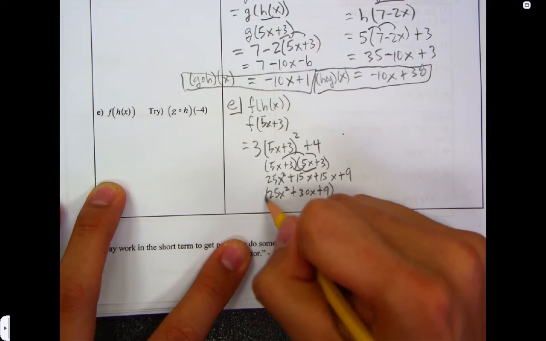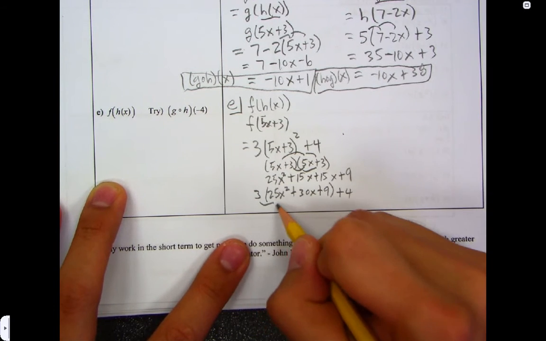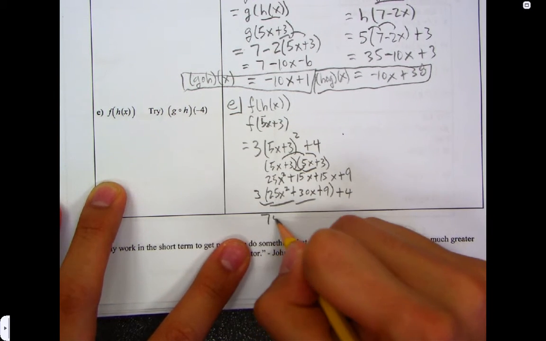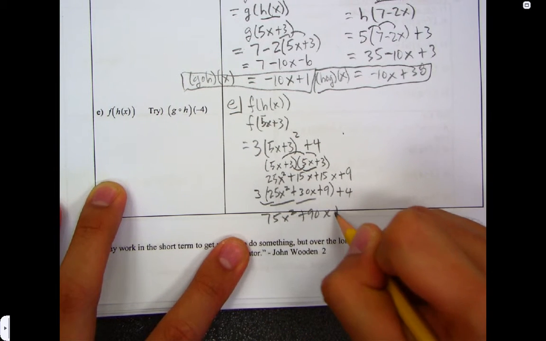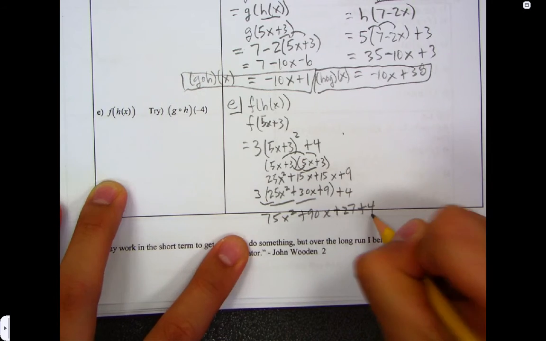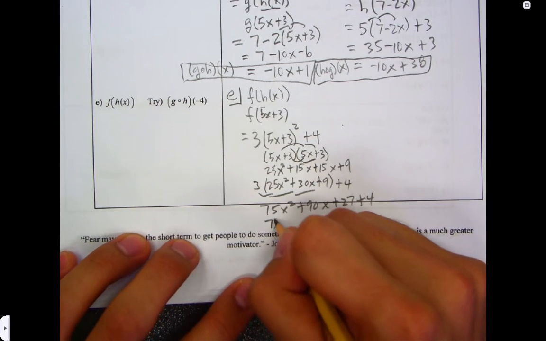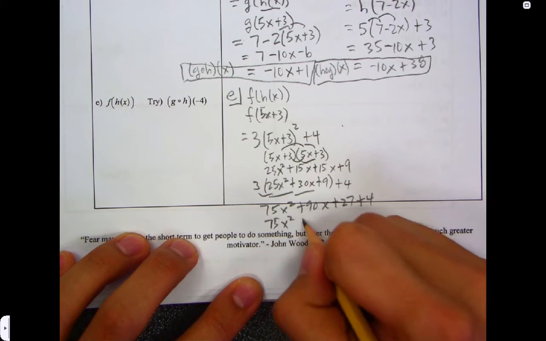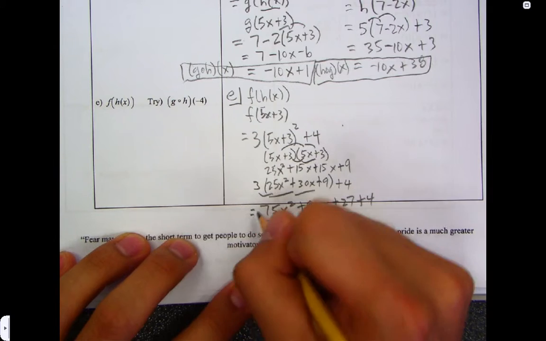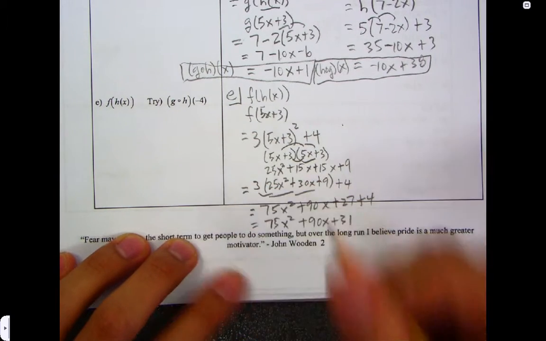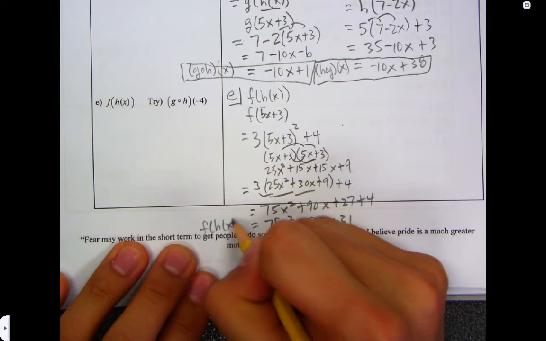Don't forget that you're multiplying it by 3 and you're adding 4. Distribute the 3. 75x squared plus 90x plus 27 plus 4. And then combine like terms. 75x squared plus 90x plus 31. And this is equal to f of h of x.